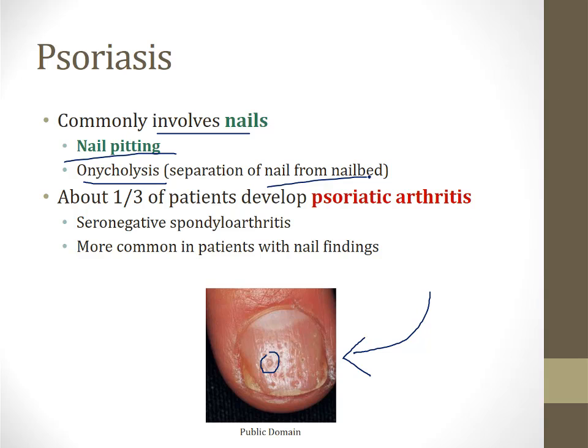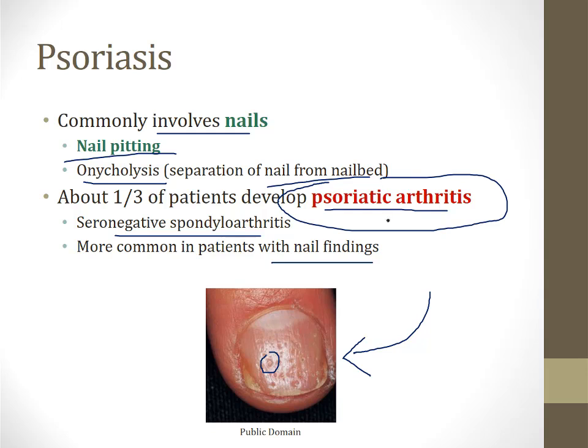And then finally, about a third of patients who have psoriasis of the skin develop psoriatic arthritis. This is a form of seronegative spondyloarthritis, which I talk about in videos in the musculoskeletal section. It's more common in patients who have the nail findings, so a classic presentation of psoriatic arthritis is someone who has psoriasis with nail findings and then develops arthritis. That is a person who may have psoriatic arthritis.